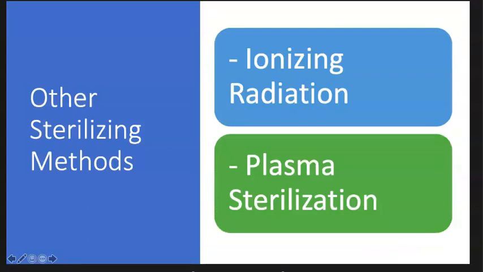Other methods of sterilizing include ionizing radiation or plasma sterilization. Plasma sterilization uses hydrogen peroxide gas to produce free radicals to kill microorganisms. This occurs within a closed chamber. This method is rapidly replacing ethylene oxide sterilization as it has less environmental significance.